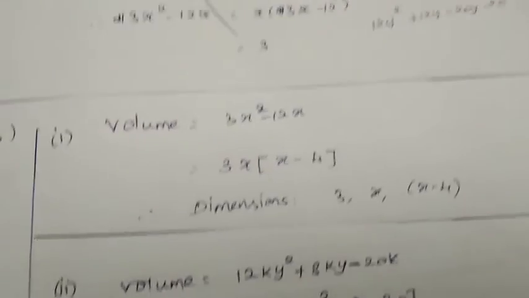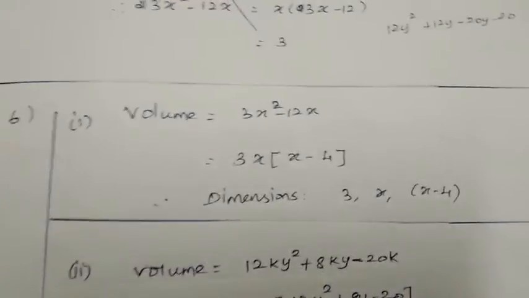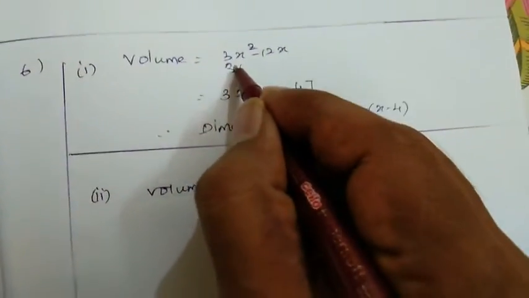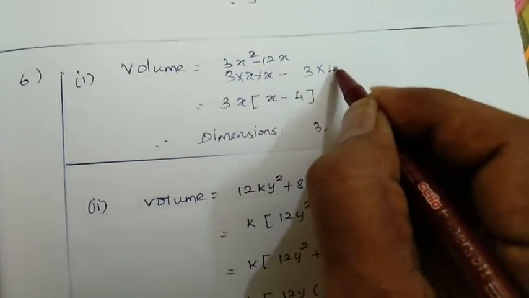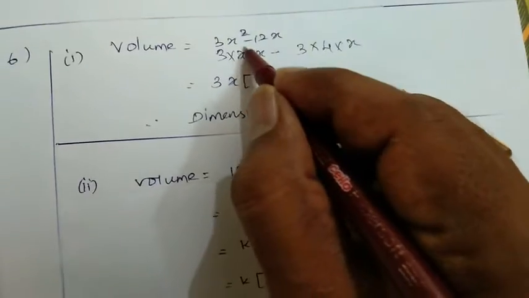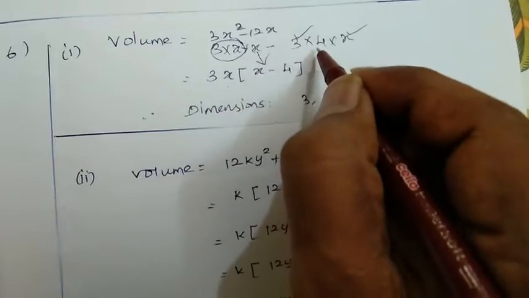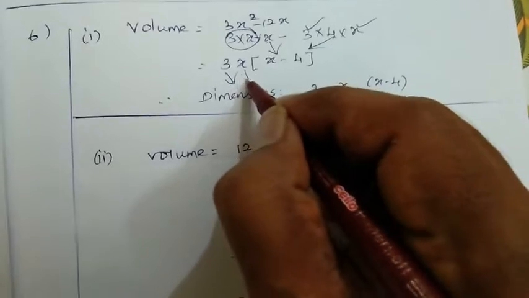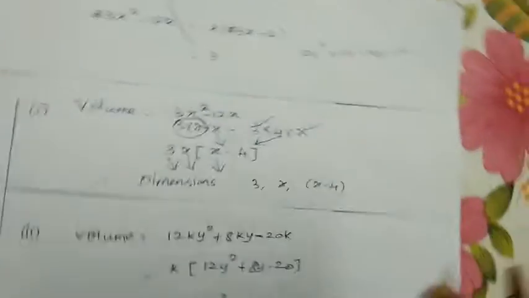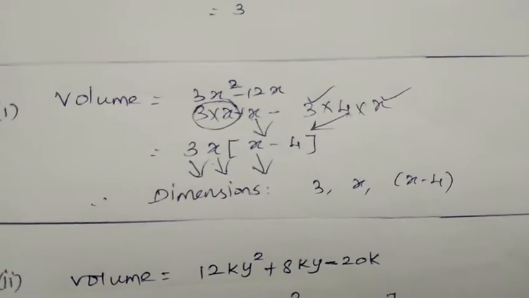Right. Next the same way, volume. Here 3x squared minus 12x. Here the common term is 3x. Here we can write 3 into x squared, and here we can write 3 into 4 into x. Now 3x is a common. So 3x into remaining x, here remaining 4. So that's why 3x into x minus 4. So 3 one term, x one term, x minus 4 one term, like that we are going to write the products. So now the dimensions we can write 3, x, x minus 4.